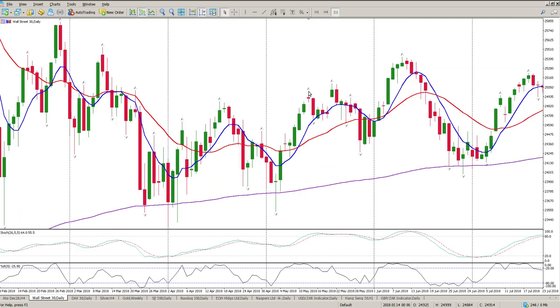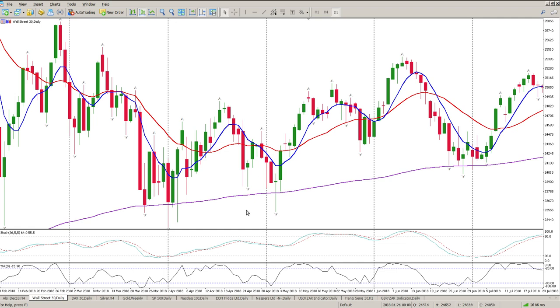A simple explanation of a fractal: let me find a setup there. So there is a fractal. It has two candles before it and two after it with lower highs on either side. So lower high, lower high, lower high, lower high. The fractal on the bottom is two higher lows on either side, higher, higher, higher, and there's another higher one here.